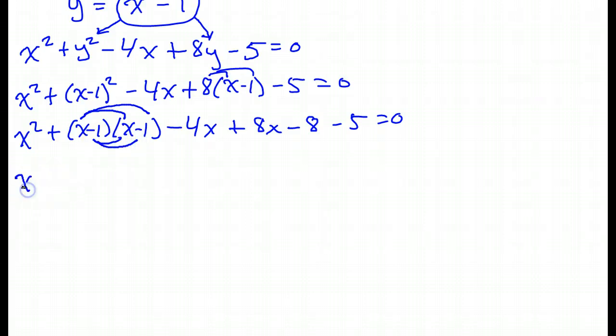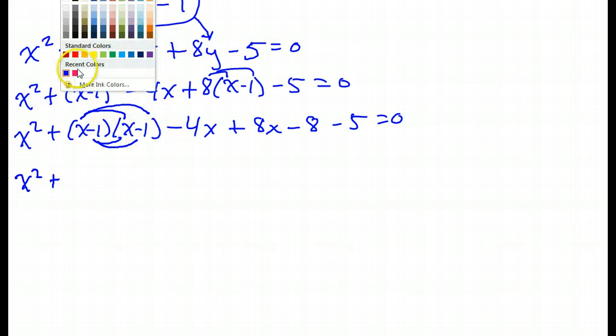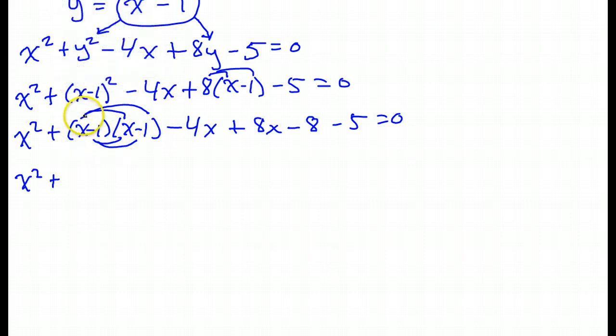Okay, I will double distribute this. So that's going to give me x squared plus. Okay, now here comes this part. Let me change colors to emphasize that I'm doing my double distributive property now. X times x is x squared. All right, x times negative 1 is negative x. Another negative x, so that's negative 2x. And then negative 1 times negative 1 is positive 1. So there's my double distributive property.